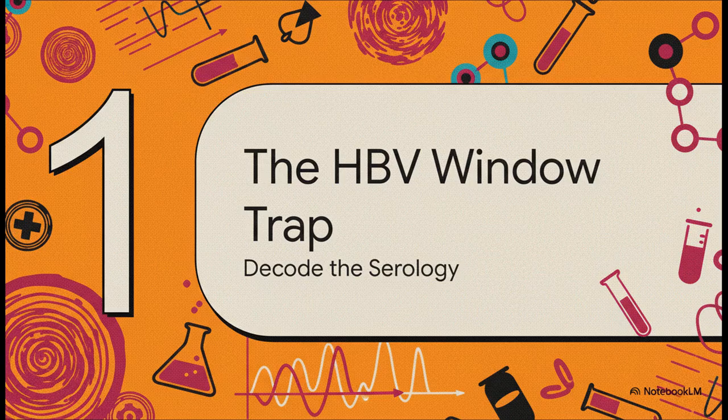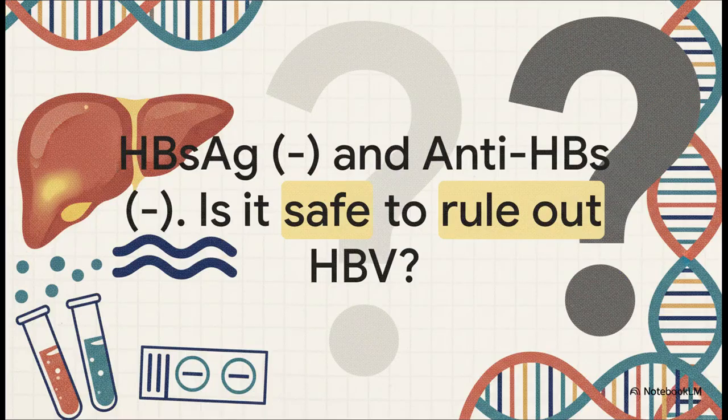Now that we've got the basic patterns down, let's defuse a classic trap, one you'll see on your boards for sure. It's a tricky scenario involving hepatitis B serology that we call the HBV window trap. So, picture this. A patient comes in, they're tired, they look jaundiced. An intern on the floor runs a quick hepatitis panel. The surface antigen, HBsAg, comes back negative, and the surface antibody, anti-HBs, is also negative.